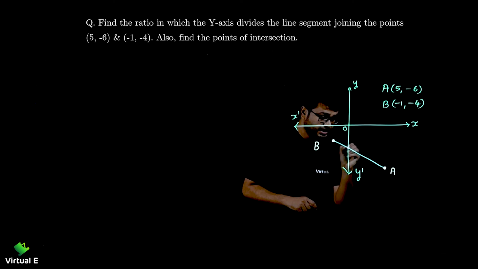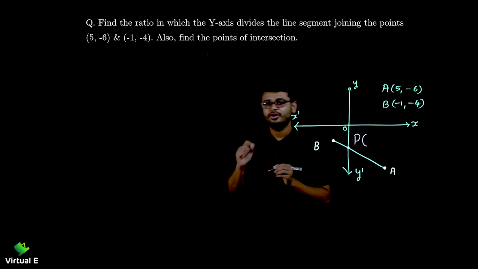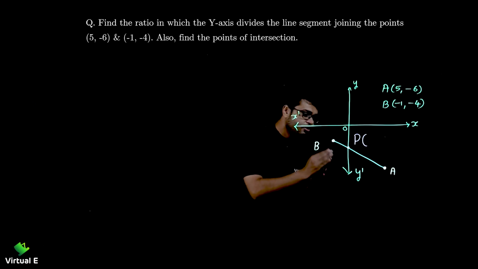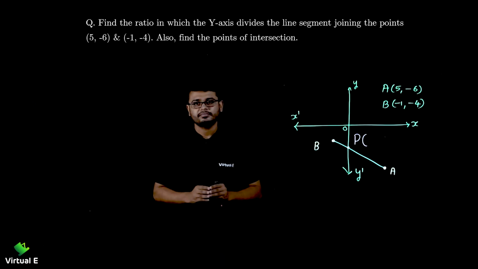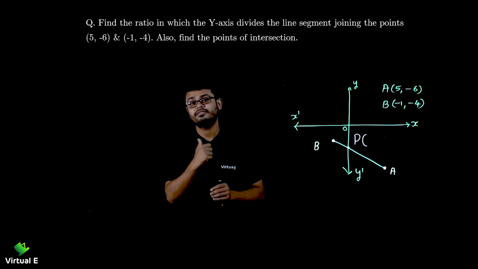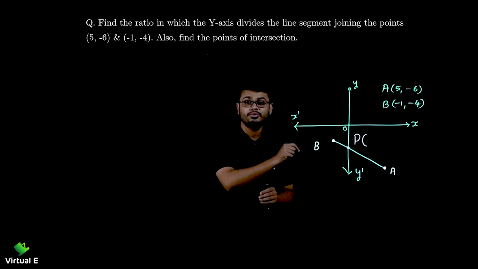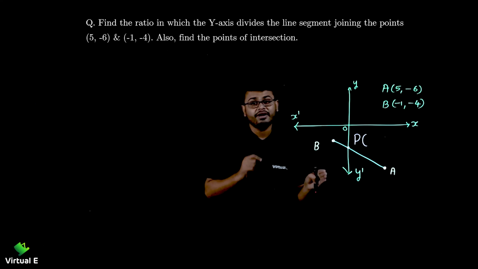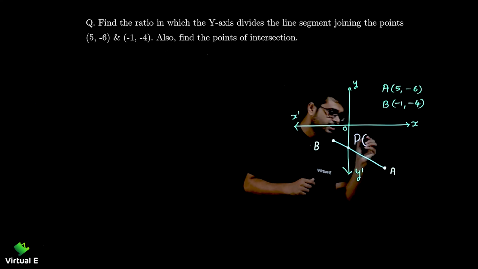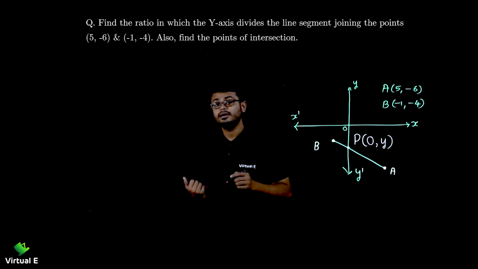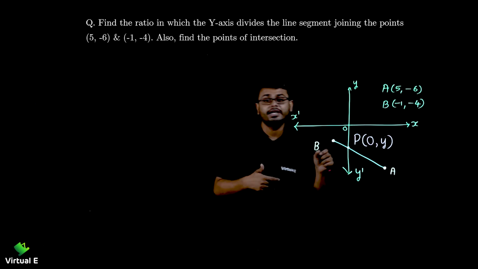Let's say this intersecting point is P. Now, can you tell me the coordinates? I don't want the exact answer in numbers. What will be the coordinates of this point P? As it is on the y-axis, what will be 0? Remember the first session we started with. I told you the y-axis and x-coordinate are very, very important. So if the point is on the y-axis, the x-coordinate will be 0. So (0, y). Why am I writing y here? Because I don't know the answer. I need to find it.